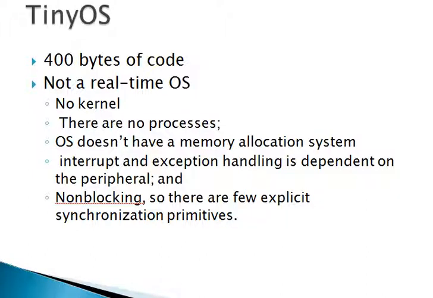Next topic is TinyOS. TinyOS represents a significant departure from other embedded operating systems. One striking difference is that TinyOS is not a real-time OS. In TinyOS, there is no kernel as there is no memory protection and it is a component-based OS. There are no processes. The OS itself does not have a memory allocation system. And interrupt and exception handling is dependent on the peripheral and it is completely non-blocking. So there are few explicit synchronization primitives.